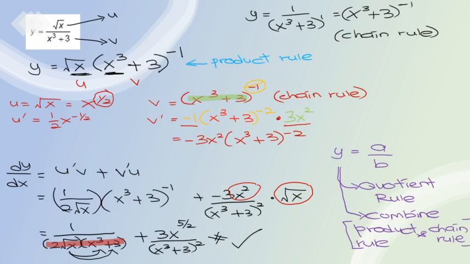Kan? Untuk chain rule contoh y equals to 1 over x plus 3, power 1. So kita naikkan 1. Kita naikkan dia. Okay, wait. x cube plus 3 power negative 1. So you can use chain rule.